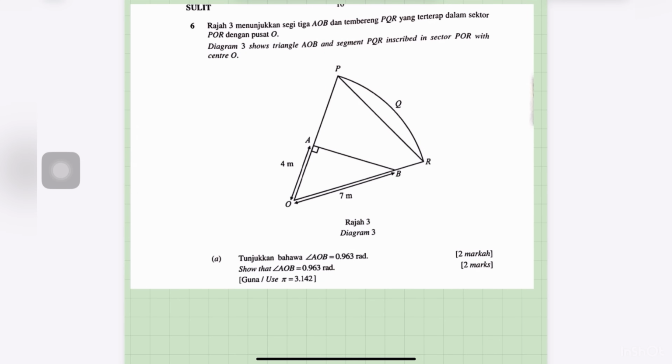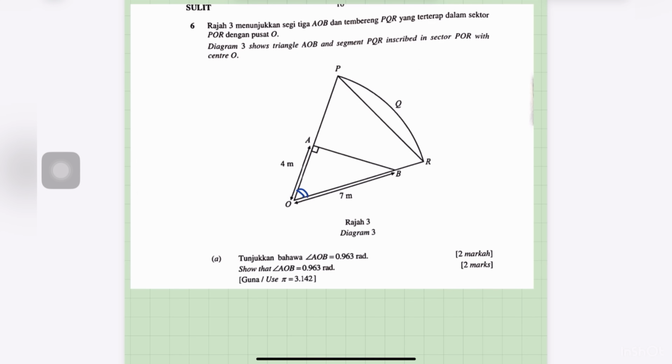Question number 6, diagram 3 shows triangle AOB and segment PQR inscribed in sector POR with center O. A, show that angle AOB equals to 0.960 radian. Use pi equals to 3.142. Okay, so we have to show angle AOB.